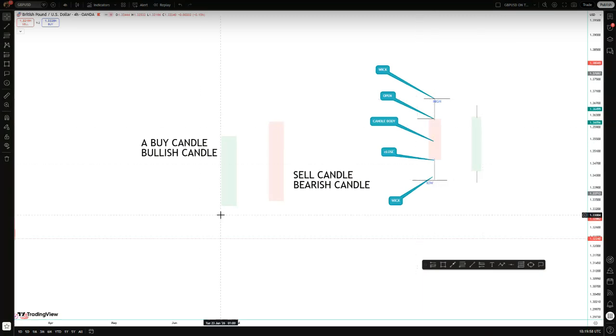Now coming to a bullish candle, we have this. Obviously, this will be the open, because a bullish candle or a buy candle goes up. So from wherever position it starts, it goes up. So this is the open. This is also a low. This is the candle body.